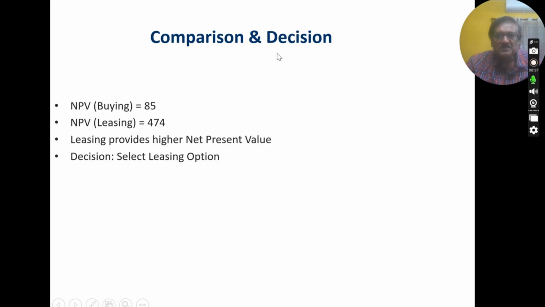Now comparison and decision. Net present value for buying option is rupees 85 and net present value for leasing option is 475. So as this amount is higher than 85, the investor should go for the leasing option. Decision is select the leasing option.